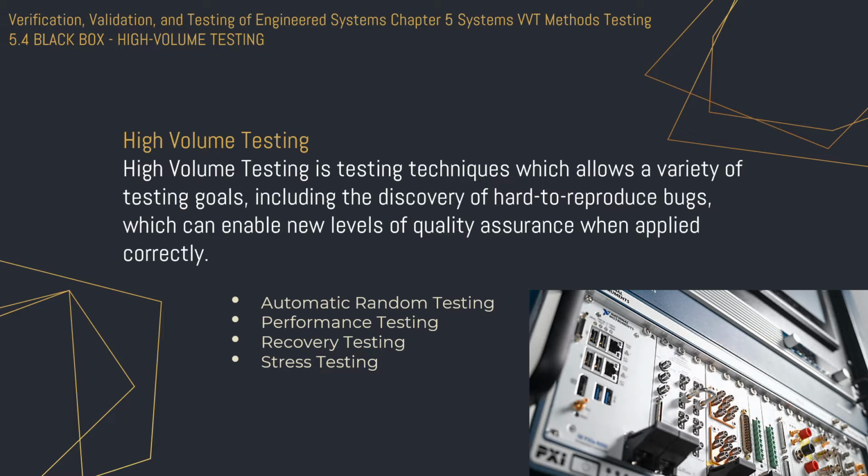Under high volume testing, there are actually four subtests. One is automatic random testing. Second is performance testing. Third is recovery testing. And the last is stress testing. These are all different types of high volume testing, and we will review them now.